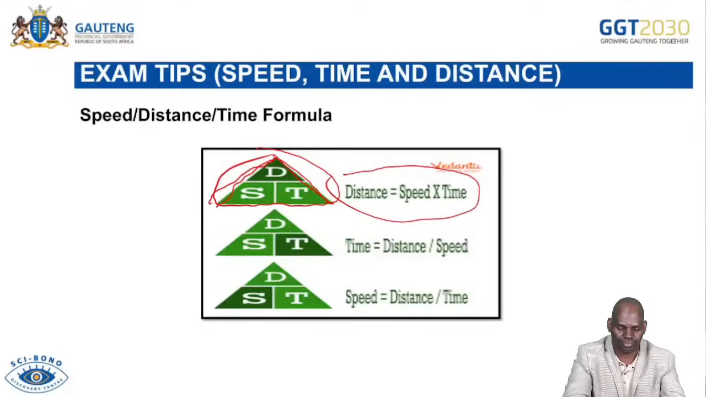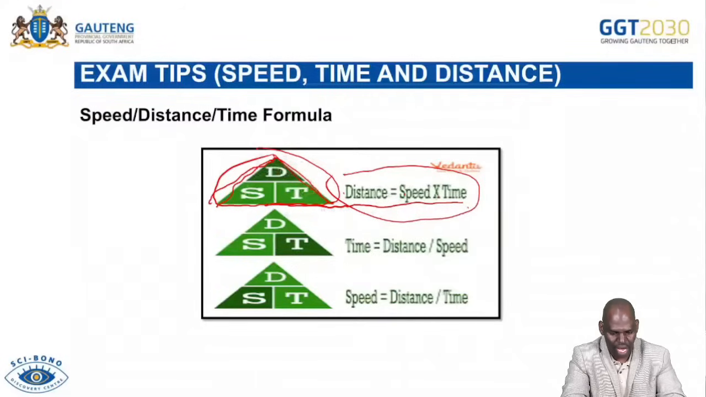But if you know your triangle very well, you'll know that if the formula is given in this form, distance equals speed multiplied by time, then you change it. For speed, it must be distance over time, or the distance divided by time. If you have to calculate time, then you're going to have distance over speed. If you have to calculate distance, obviously it's going to be speed times time, as indicated in the other three triangles.